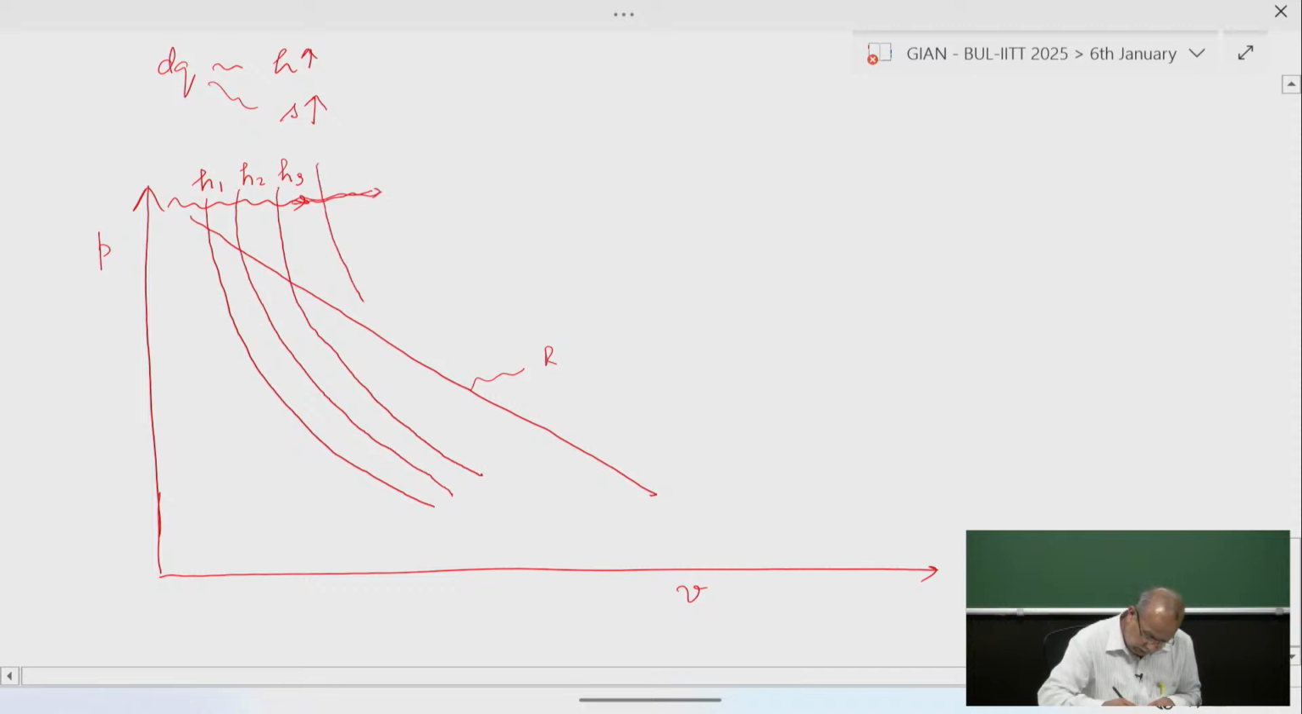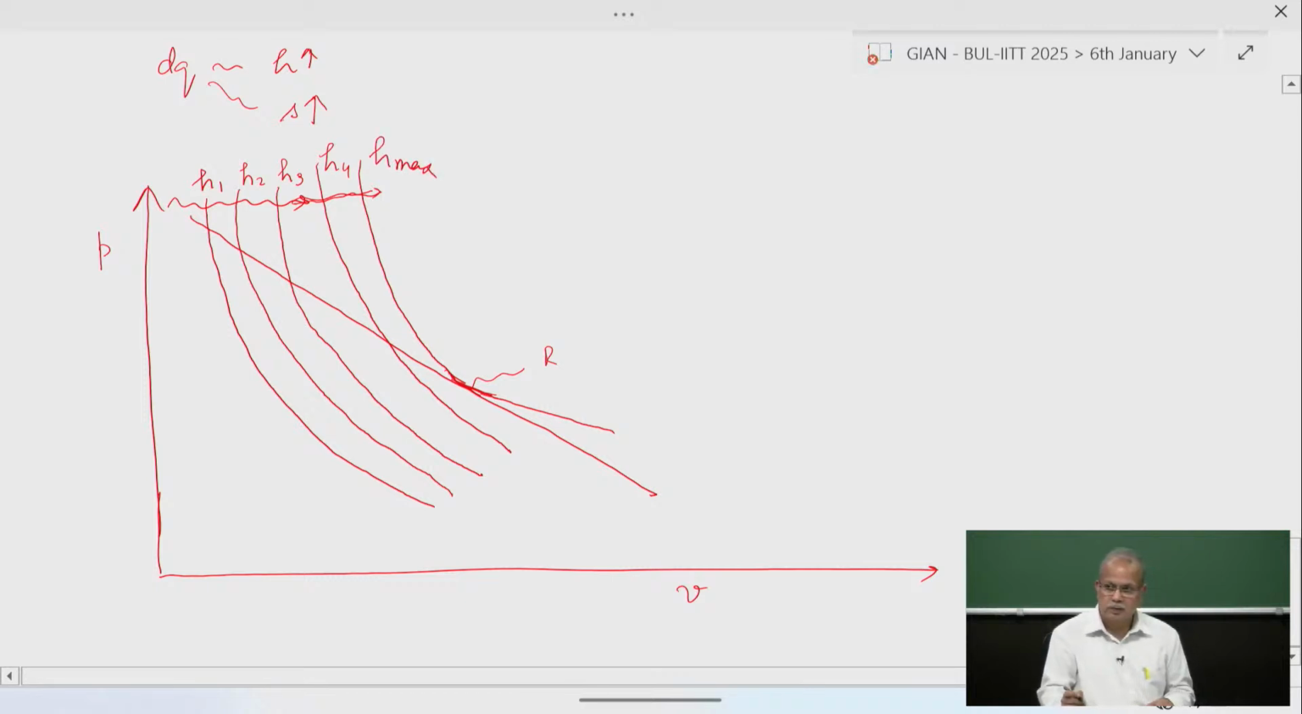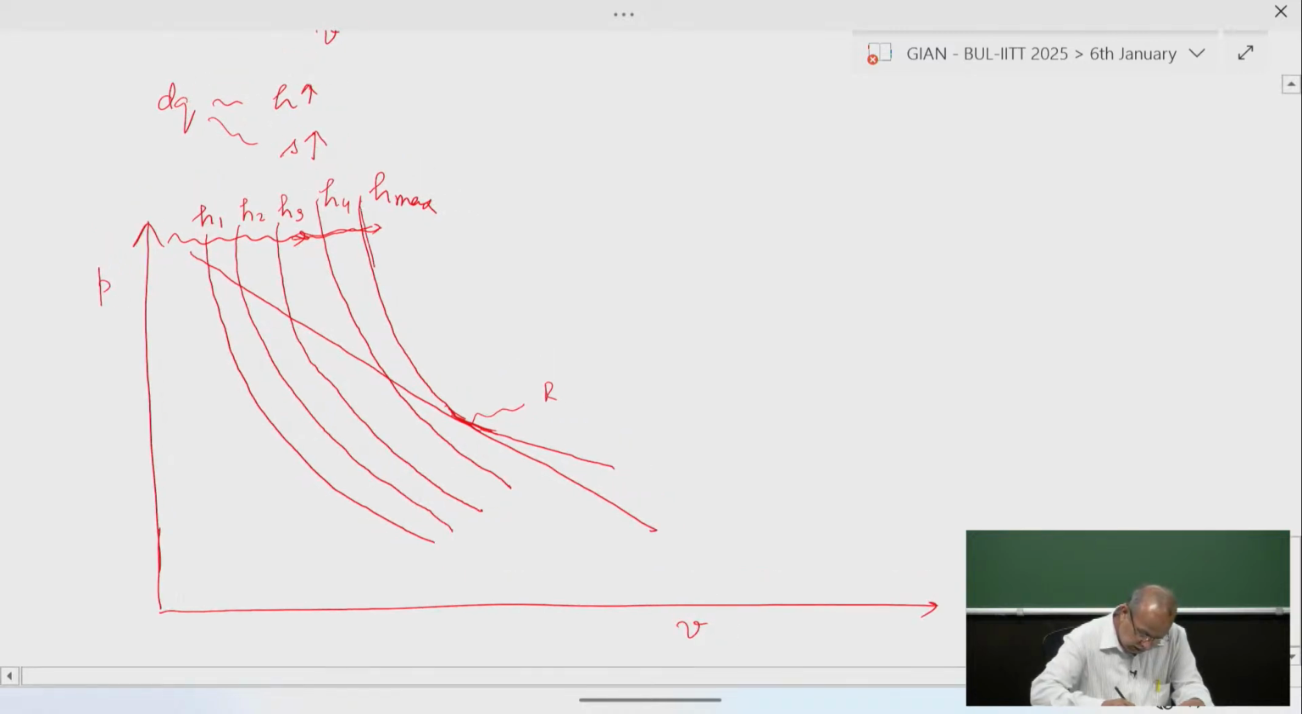So if I continue to heat, finally I'll come to a point where the R line becomes a tangent to H. So this is the H max. This is basically a thermal choking effect, addition of heat. So this is what you see here, and the R line becomes a tangent to H, that is the H max.